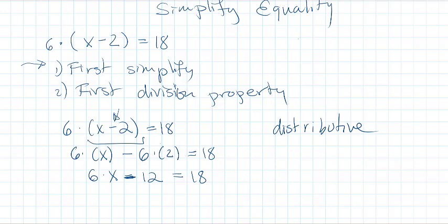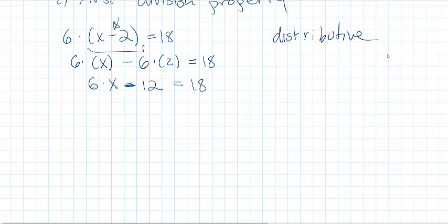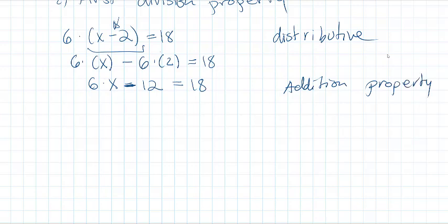Now let's use our first property, which is the addition property of equalities, by adding 12 to both sides of this equation. So we're adding the reverse operation, right? The inverse operation to minus 12 is add 12, and we're adding the same number to both sides of the equality.